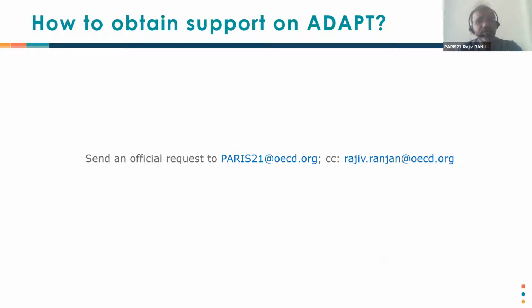So how to obtain support on ADAPT? You send an official request to PARIS21@oecd.org. You can mark me a copy on it, or you can reach out to any other contacts to ask for support on ADAPT. This is free, and for national statistical offices. They are typically the administrators of ADAPT in a country context, where other entities in the NSS can also participate.